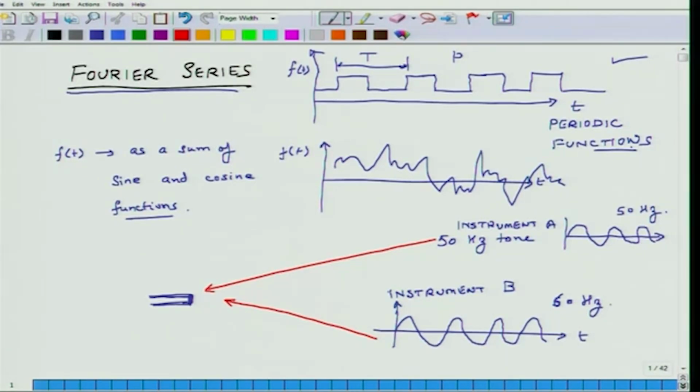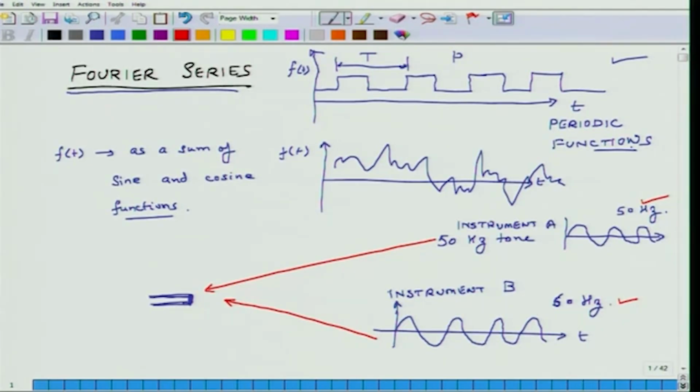Now there could be an interest, so what I will record will be a sum of this sound and this sound. If I plot these on an XY graph, then what the microphone is going to record is a sum of those two graphs, and that also will be repetitive.